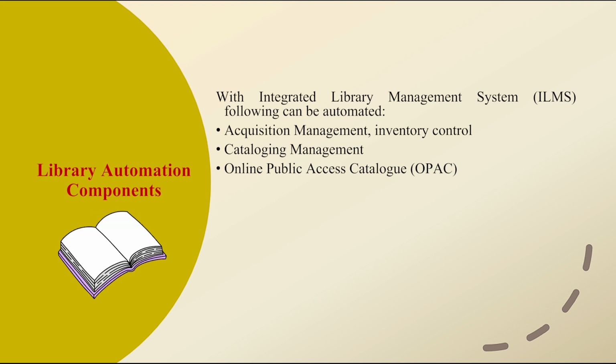Through the online public access catalog, the users can access any resources of the library. The library holdings can be accessed from anywhere. They may be in a remote corner, and even then they can access through their mobile. So this kind of online public access catalog is there.